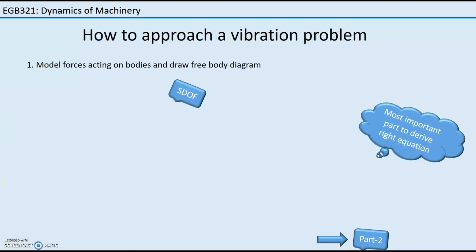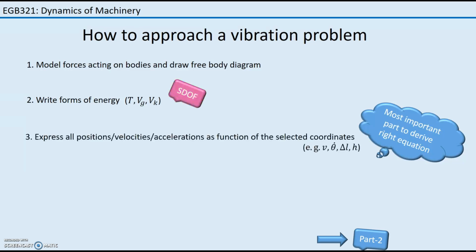How to approach a vibration problem? There are 6 steps we need to follow. In step 1, you need to model the forces acting on the bodies and draw a free body diagram. In this video, I'll skip this step as you might not need it for every vibration problem. In step 2, write forms of energy, meaning kinetic energy, gravitational potential energy, and elastic energy. We'll follow this step for single degree of freedom as it is very much easier than Newton's law.